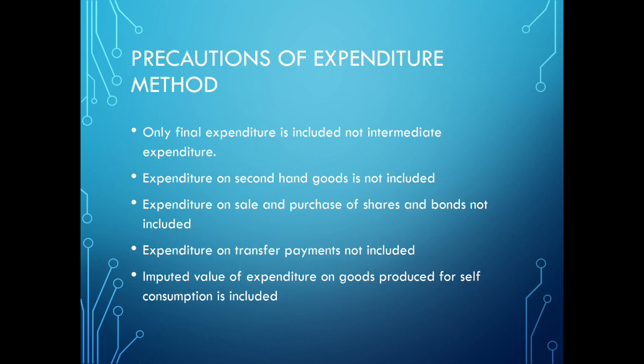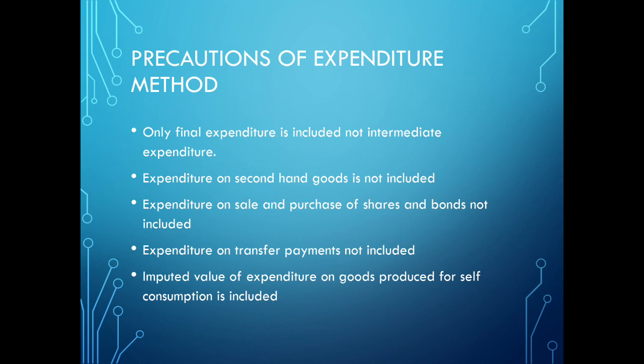Precautions of expenditure method. While using the expenditure method, you should take care of the following points. Number one, only final expenditure should be included, not intermediate expenditure. Means expenditure on final goods and services should be included, not the expenditure on raw material or the goods for resale. Expenditure on second hand goods is not included because when they were produced originally, the expenditure on them was already included.